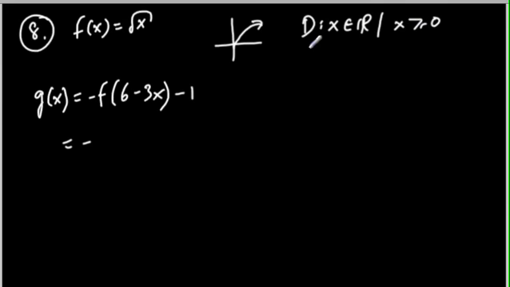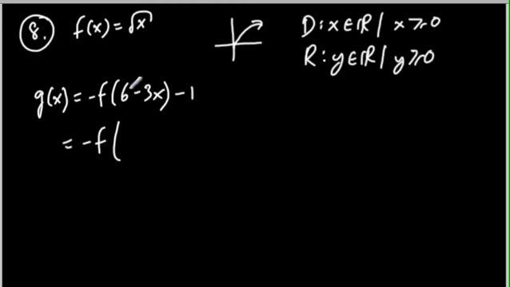X is greater than or equal to 0. Here's the range. Y is greater than or equal to 0. So this is f. So if we factor this out, we get the negative 3. And we get x minus 2 minus 1.